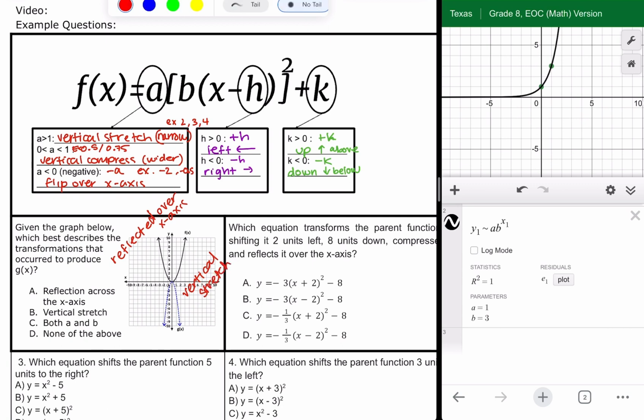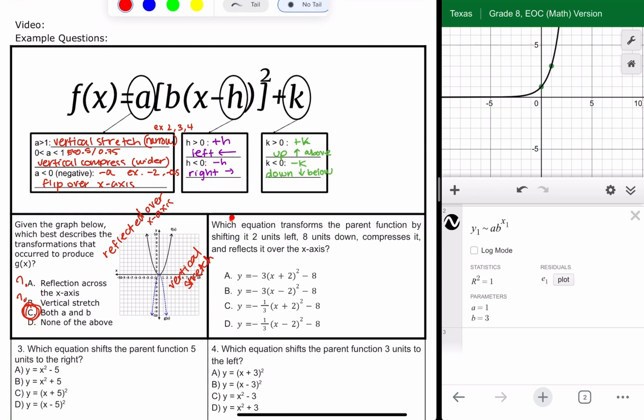So A says reflect across the x-axis. We did reflect across the x-axis, maybe. B, vertical stretch, maybe. And C, both A and B. Or D, none of the above. So I know A and B are both correct, so I'm going to pick C.